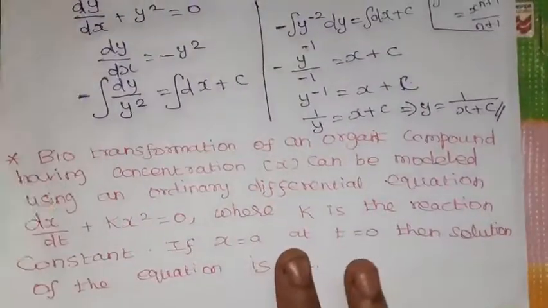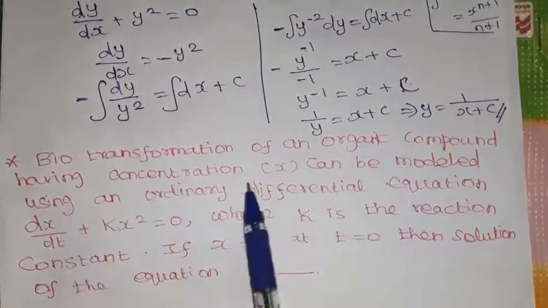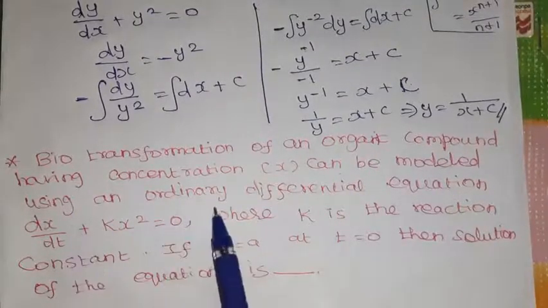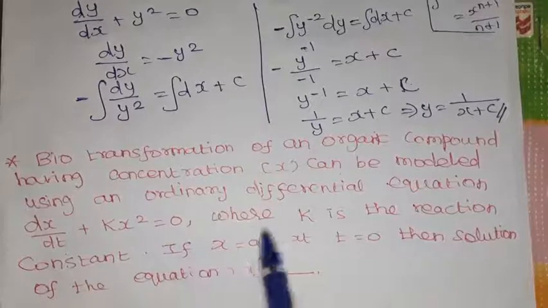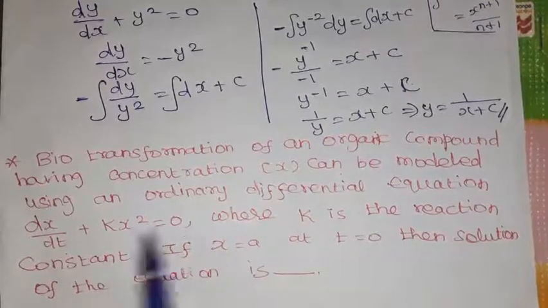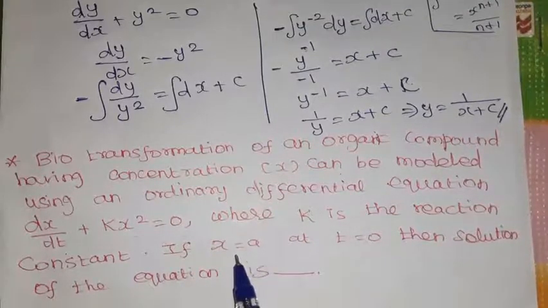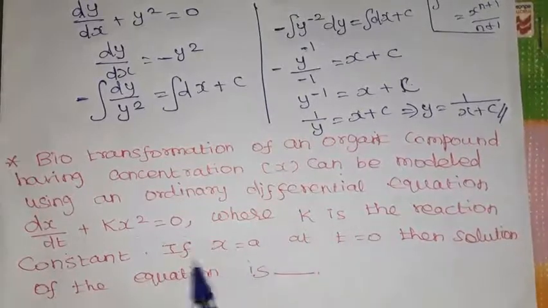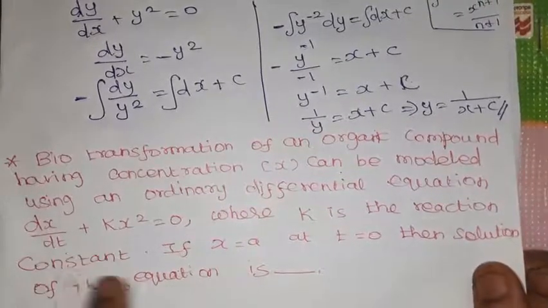One word problem is given. Biotransformation of an organic compound having concentration X can be modeled using an ordinary differential equation given as dx/dt + kx² = 0, where k is the reaction constant. If x = a at t = 0, then what is the solution of the equation? The ordinary differential equation and the condition are given: x = a at t = 0. Then we need to find the solution. Okay, so we will write the solution on the back side. dx/dt + kx² = 0.